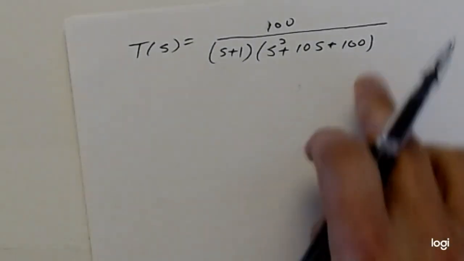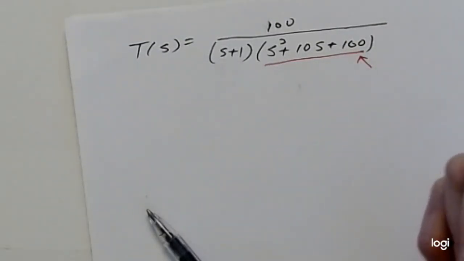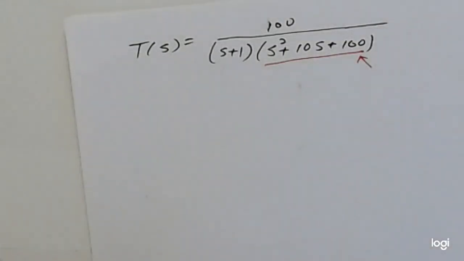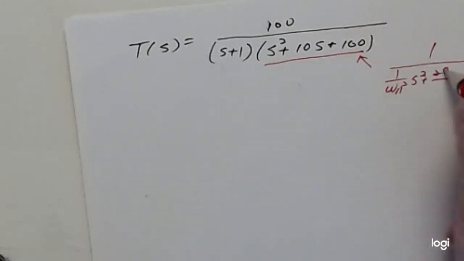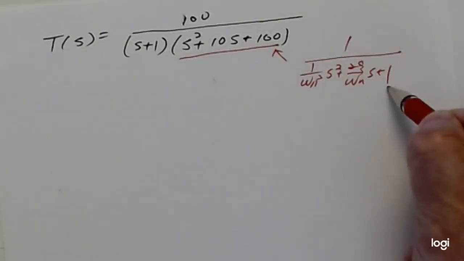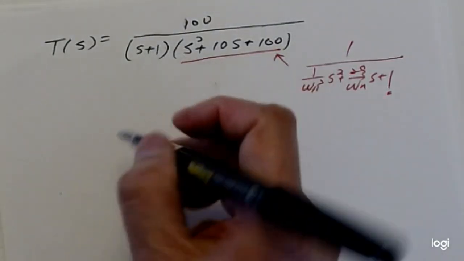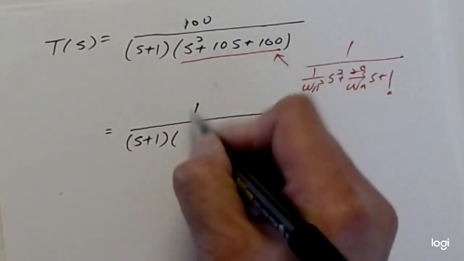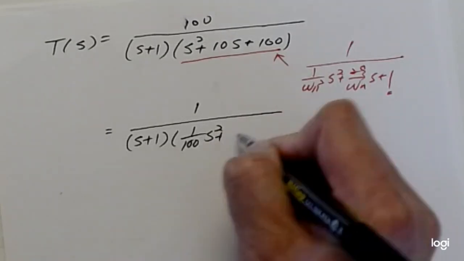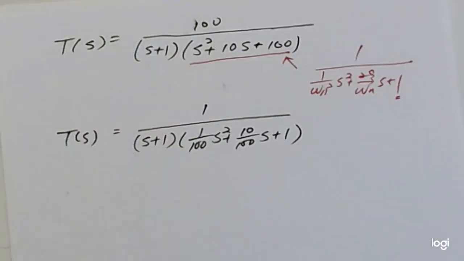Make sure when you break this one, this is a second order system, but this is not the standard form. The standard form is where the coefficient is 1. So make sure you modify this, or divide by 100. Now we can break this one.